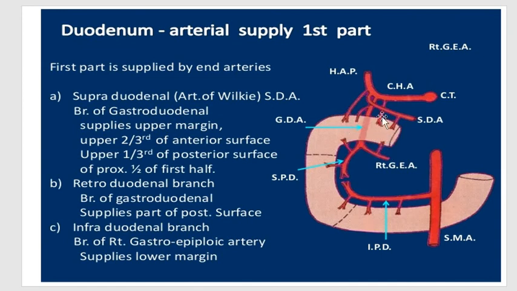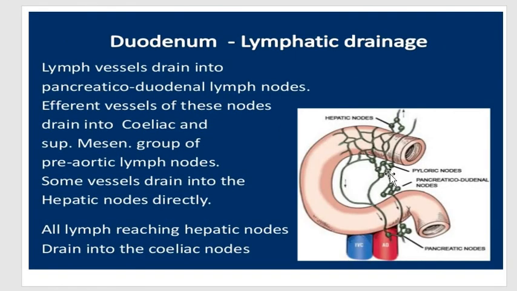So these are some additional supply to the first part of duodenum, like the supraduodenal artery, which is also called the artery of Wilkie, a branch of gastroduodenal artery. It supplies its upper margin. Retroduodenal is again a branch of gastroduodenal artery. Infraduodenal artery is a branch of right gastroepiploic artery. It supplies its lower margin. So basically only the first part of duodenum receives additional supply from these arteries.